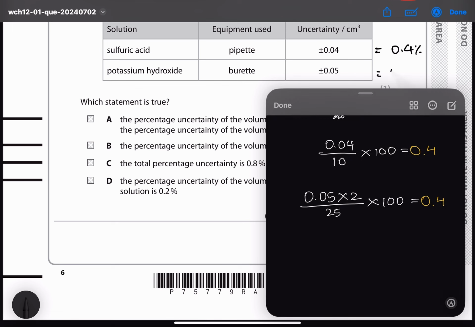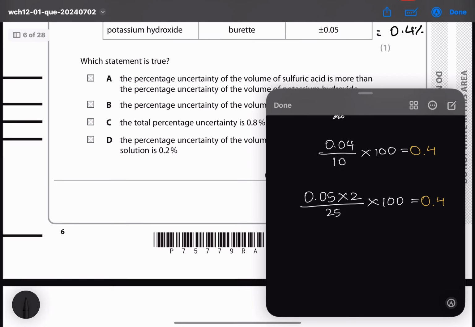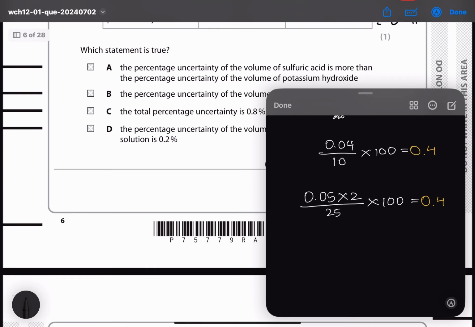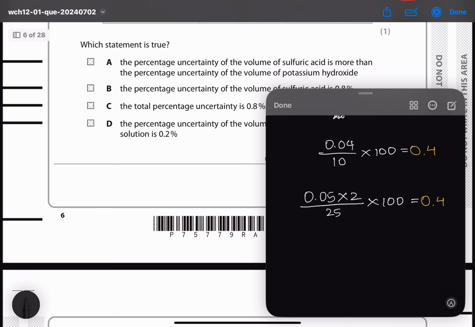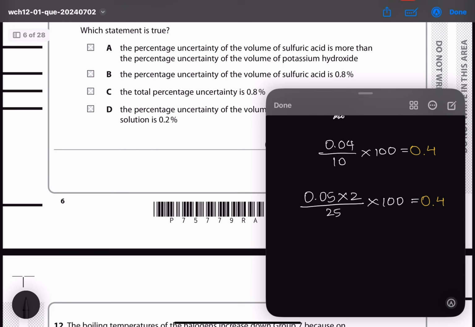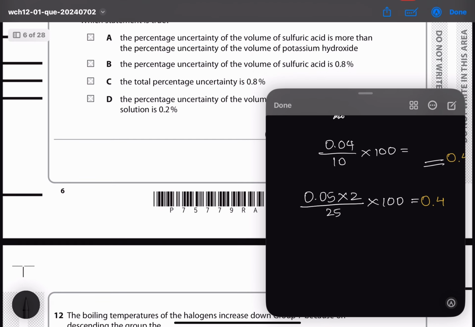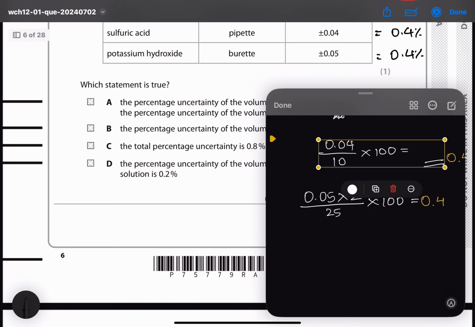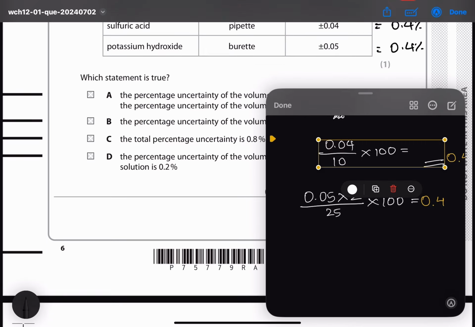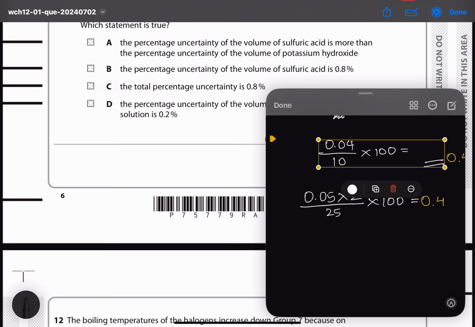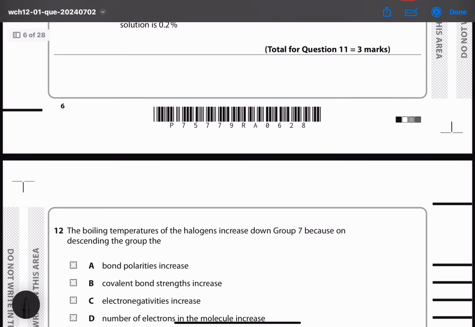So we can clearly see that both of the percentage uncertainties are equal. So the first statement is wrong. None of them are more than 1. The percentage uncertainty of volume of sulfuric acid is 0.8, which we clearly see is not correct. The total percentage uncertainty is 0.8, which is correct because 0.4 plus 0.4 is 0.8. So the total percentage uncertainty is 0.8. That is the answer.